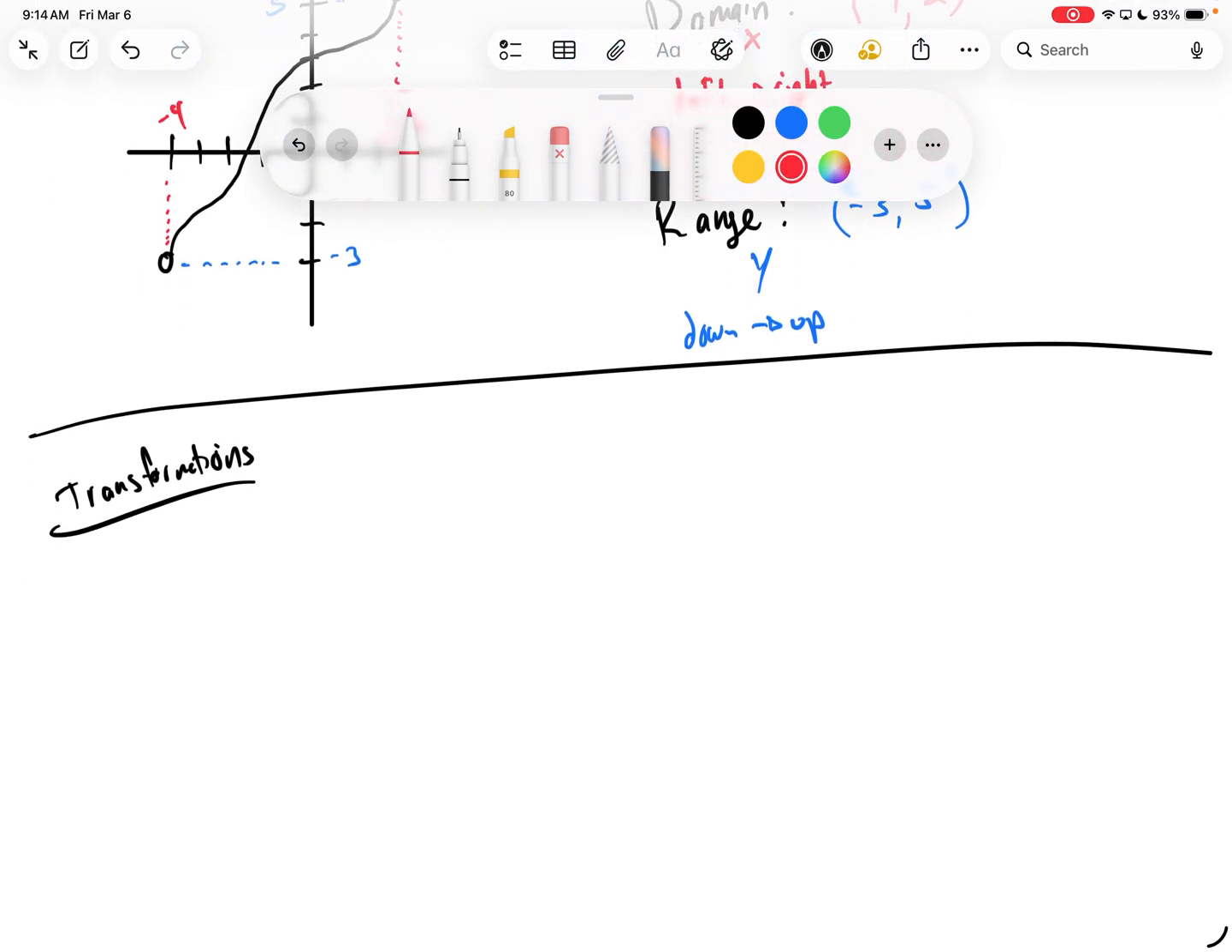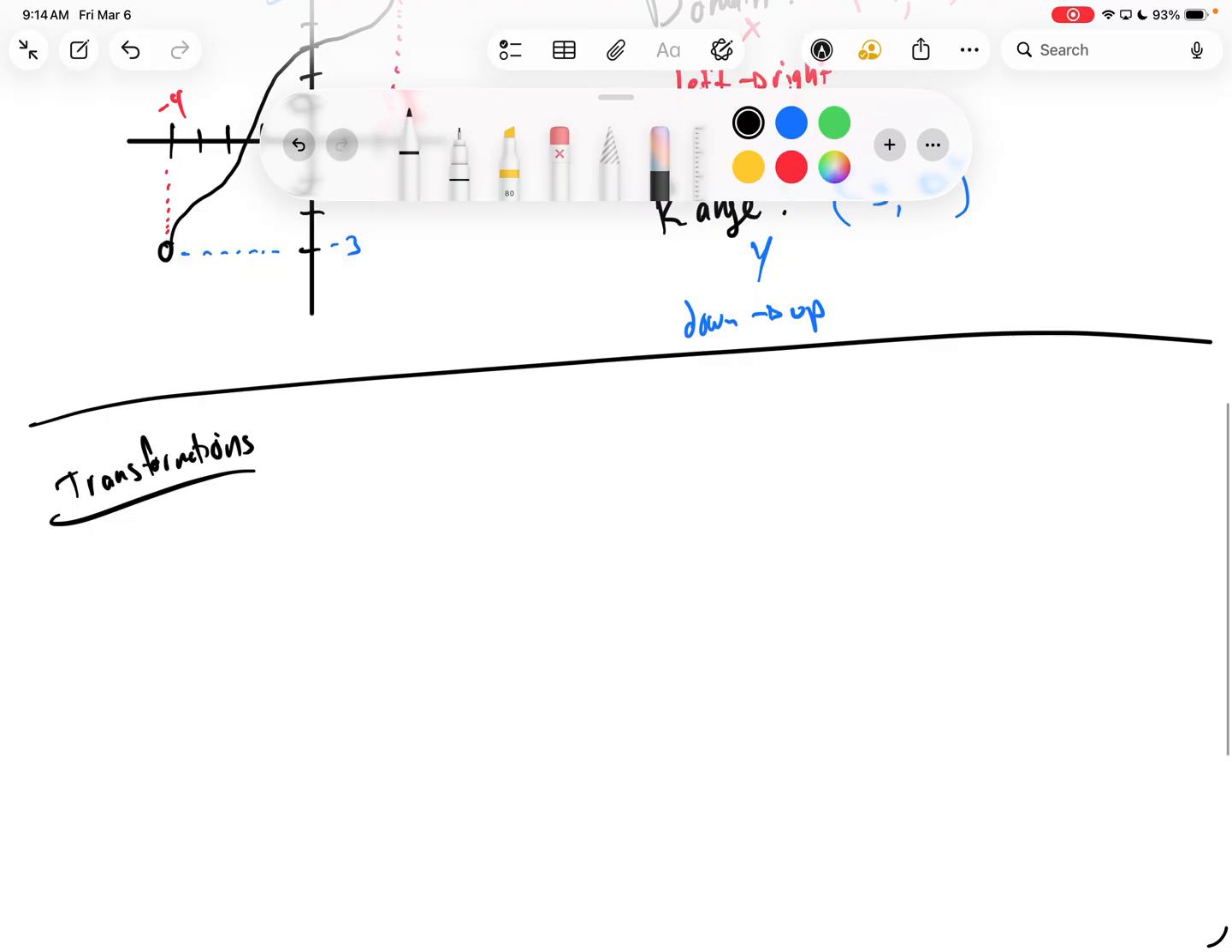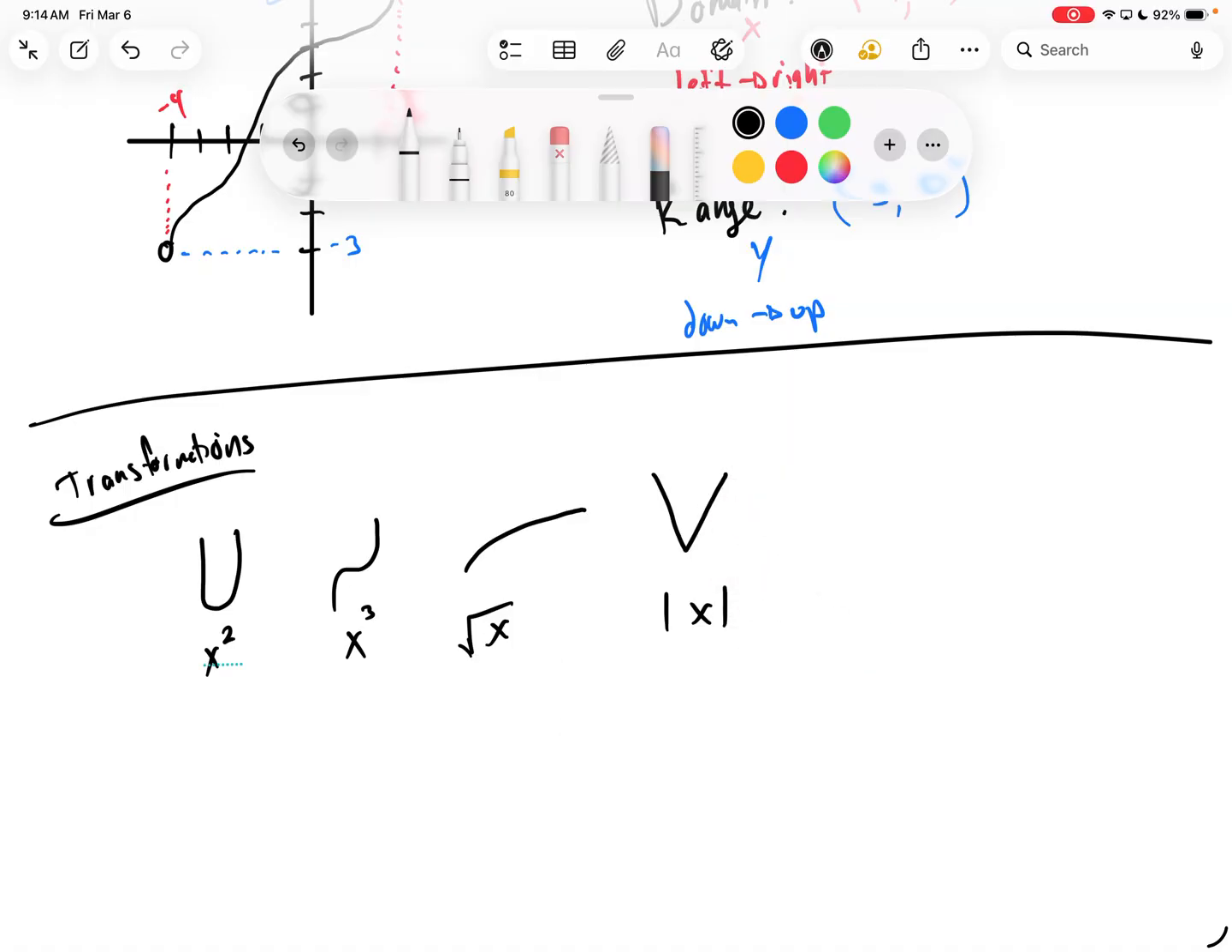So first of all, the different graphs that you have. The main ones we deal with are x squared, which is a parabola. You might see x cubed, which looks like this. Square root of x. You have to be positive to do the square root, so it just goes to the right like this. Absolute value of x does a V. Do they V to the left occasionally?